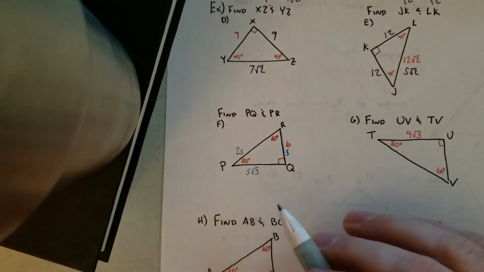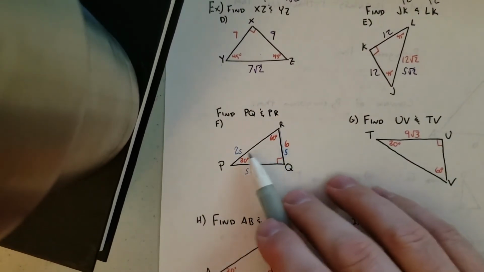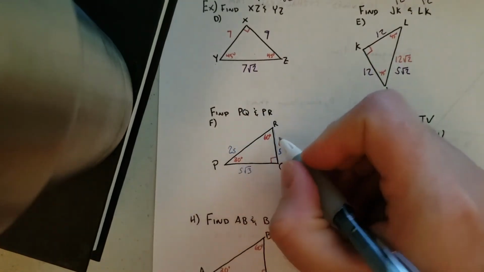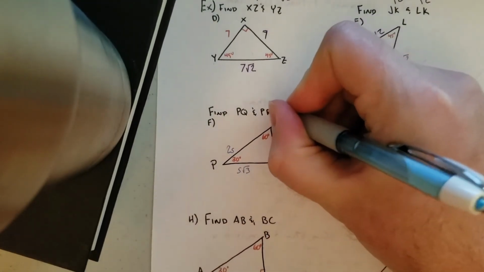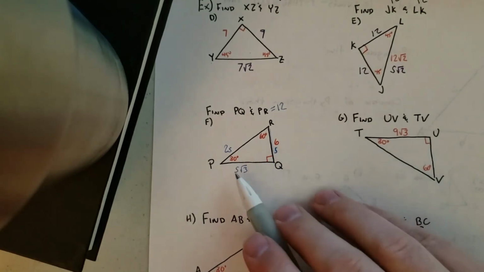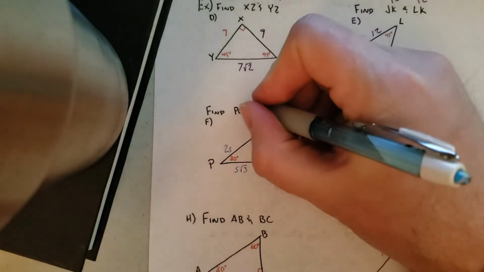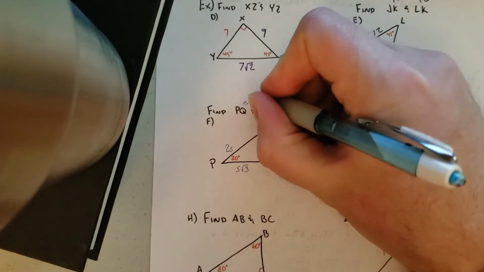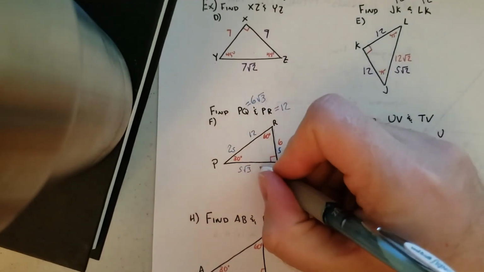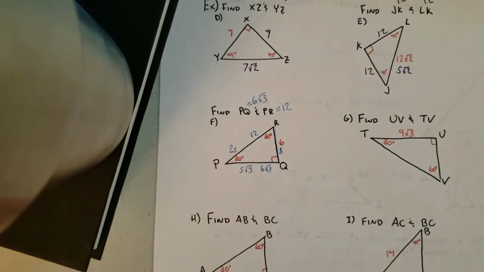So what's going to be PR? PR is going to be the hypotenuse, so I have to plug 6 into s. 2 times 6 is 12. So PR is 12. Same thing, plug my 6 into s for PQ. That means I'm going to have 6 square roots of 3. So there are my two sides, 12 and 6 square roots of 3.